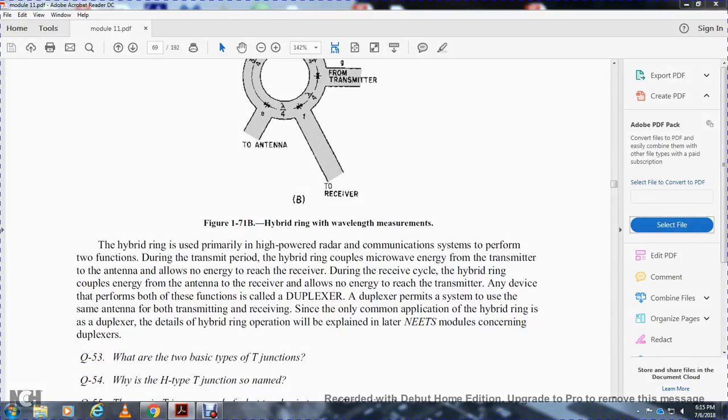All right, this is tape number 2 of chapter 1, and also will be the summary. The hybrid ring is usually used in high-powered radio communication systems that perform two functions.